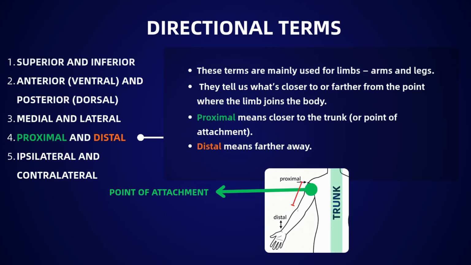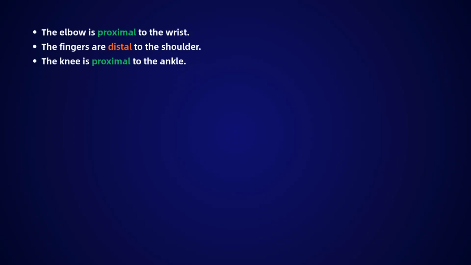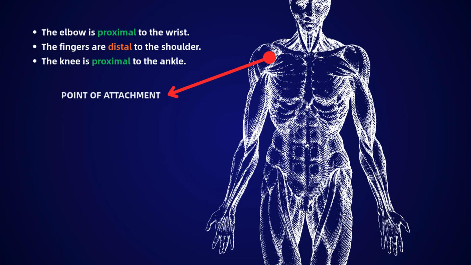Proximal means closer to the trunk or the point of attachment. Distal means away from the trunk or the point of attachment. Example, the elbow is proximal to the wrist. The fingers are distal to the shoulder. The knee is proximal to the ankle. Now let's see each example. Okay, let's see the hand, the upper limbs. This is the point of attachment.